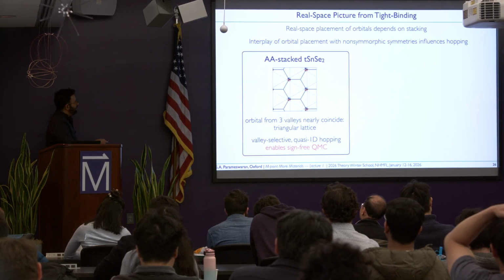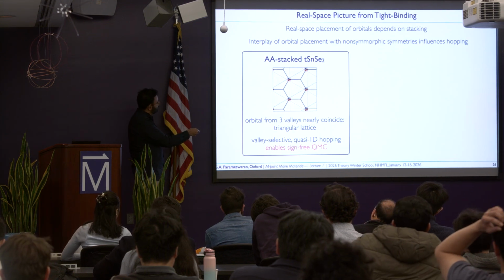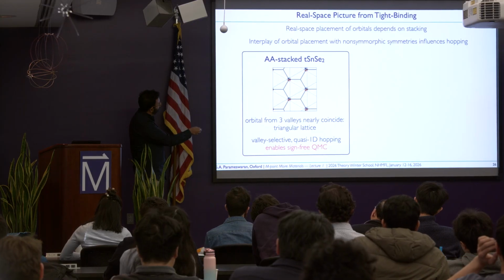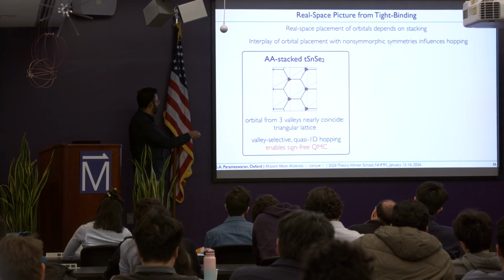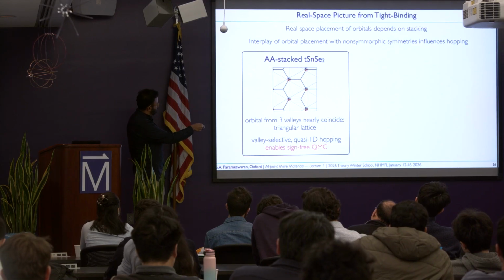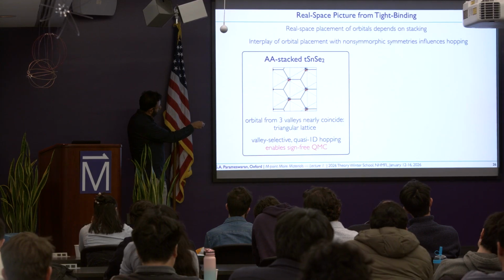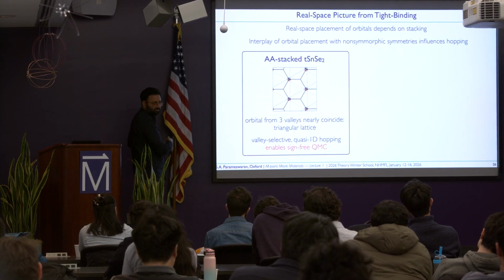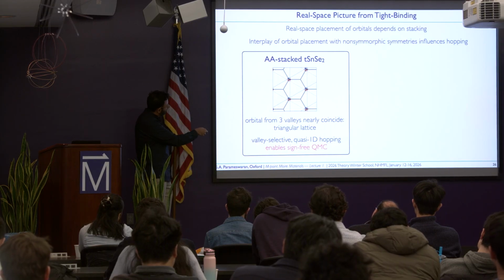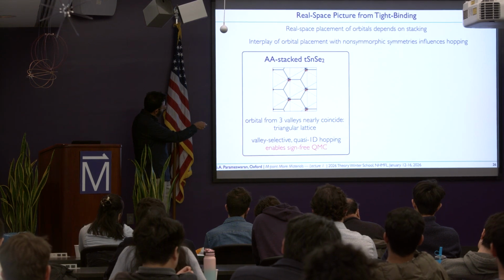So for AA stacking, what you can see here is that the orbitals from the three valleys nearly coincide. So they're almost on top of each other, and they form a triangular lattice effectively, although I've drawn it sort of poorly. You see that I've drawn a hexagon here, but really what you should say is that there's actually a triangular lattice because I'm only occupying one corner of this hexagon, right? So there's a triangle. I just stole this from a figure. We're just trying to show something else. Apologies.